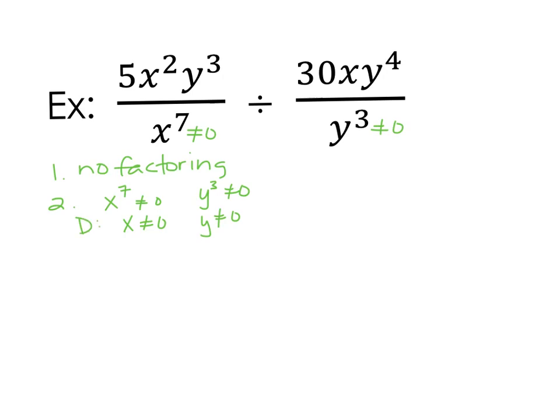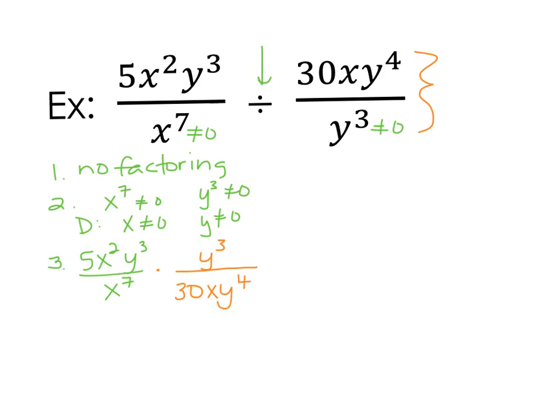Step 3 is keep, switch, flip, because technically, remember, we're dividing by a fraction. And instead of dividing by a fraction, we multiply by the reciprocal. So here's what I mean. We're going to keep that first big fraction, 5x squared y cubed, over x to the 7th. We're going to switch divide to multiply. And then we're going to flip that second fraction. So I'm going to put y to the 3rd on top and 30xy to the 4th on the bottom. That's the keep, switch, flip rule.